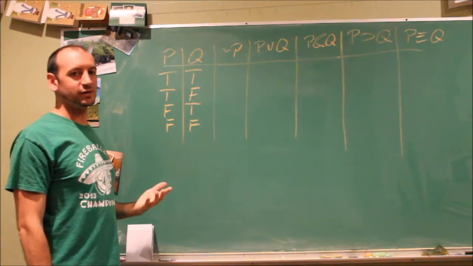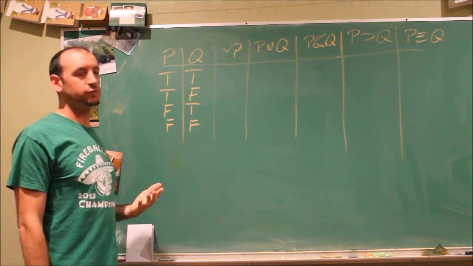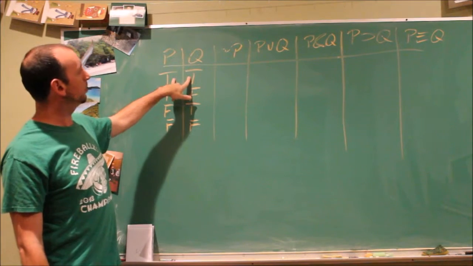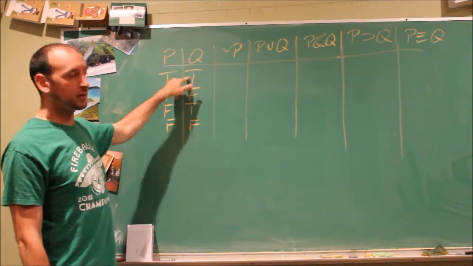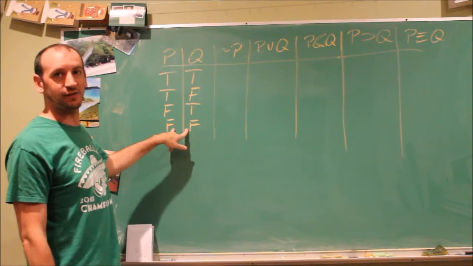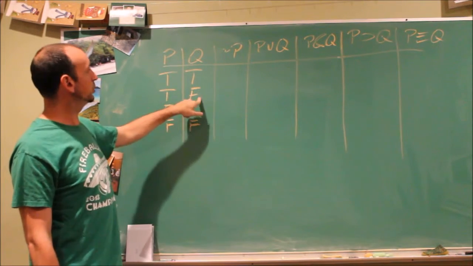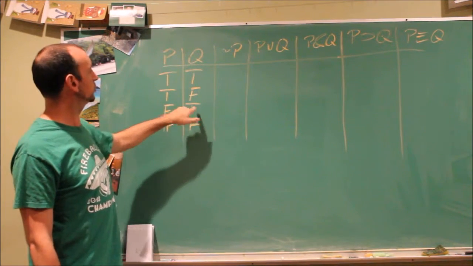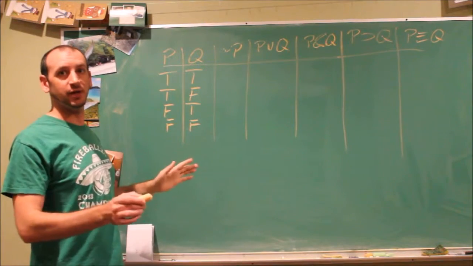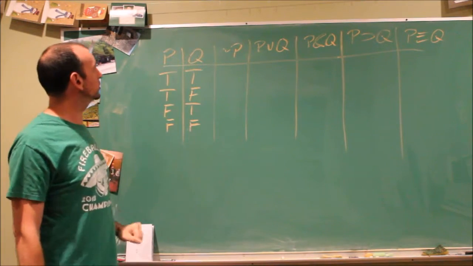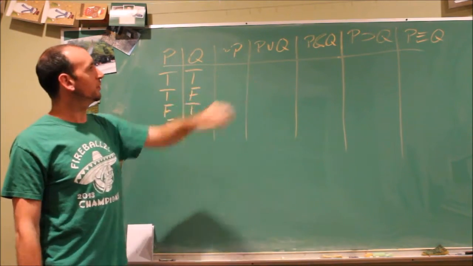And the reason that we do that is we want to get every possible combination of true and false. If P and Q are both true, you satisfy that right there. If they're both false, you satisfy that right there. P is true and Q is false, we have that. If P is false and Q is true, you have that. That's every possibility. So that's how we always start. And then we can look at all the different relationships.